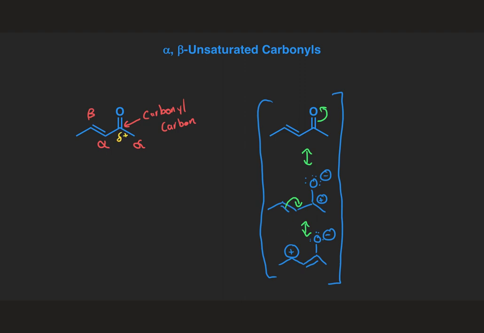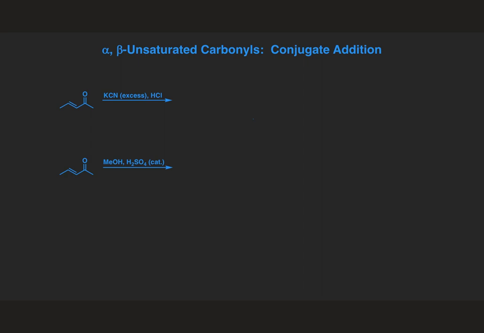This guy has a partial positive charge. The oxygen still has a partial negative charge. But now the beta carbon also has a partial positive charge. And that leads to both the carbonyl carbon being electrophilic as well as the beta carbon being electrophilic. Since alpha-beta unsaturated carbonyls have two sites that are electrophilic, there are two types of addition that you can do.